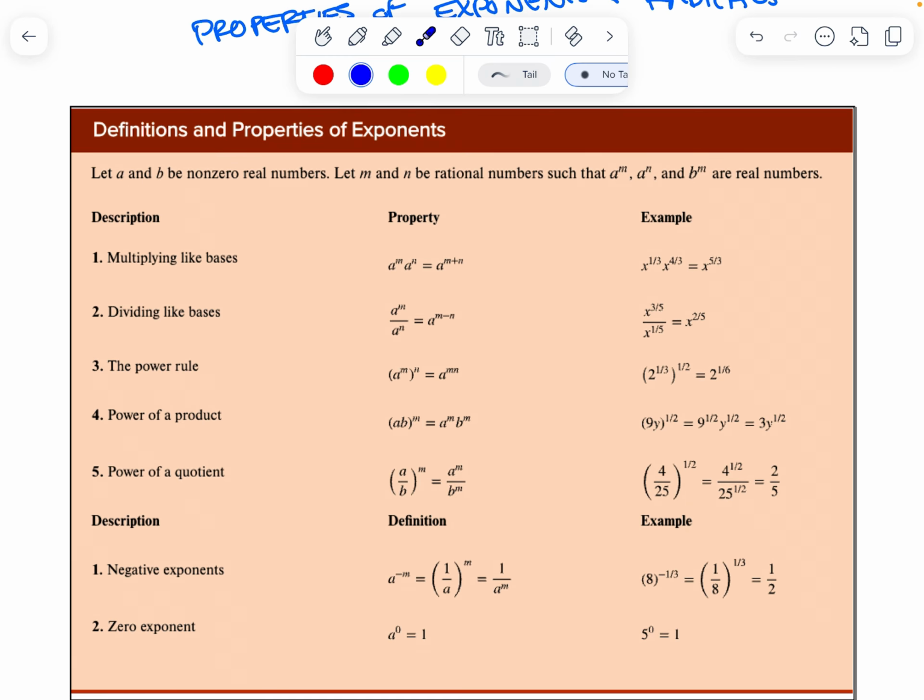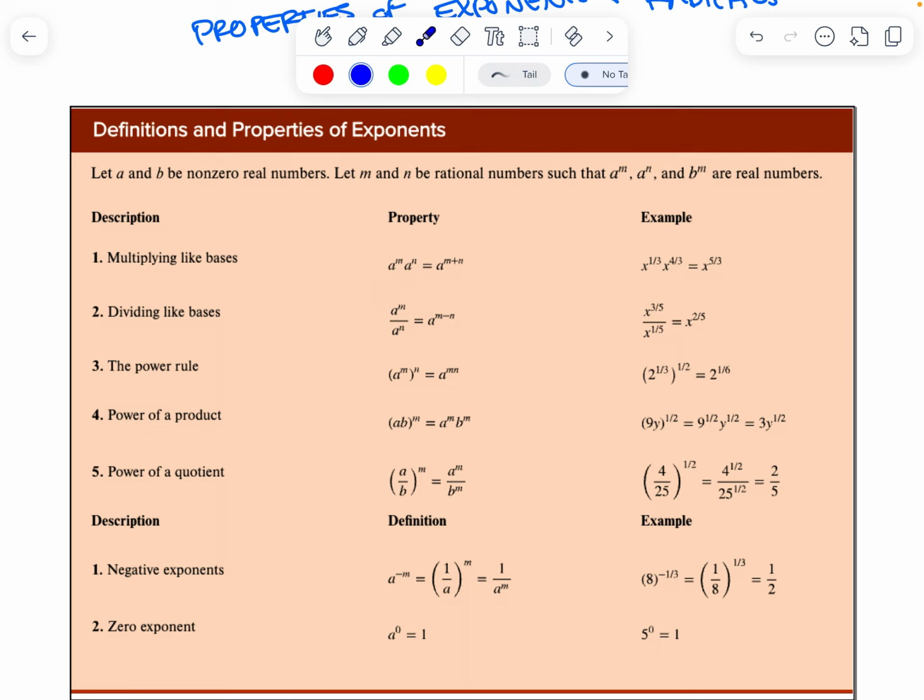We can multiply things with exponents as long as they have like bases. This is going to be the common thing. As long as they have like bases, we can do a lot of things with them. So a and a, same bases. A to the m times a to the n is a to the m plus n. Here are some examples of these on the right side as well. A to the m over a to the n is the same as a to the m minus n.